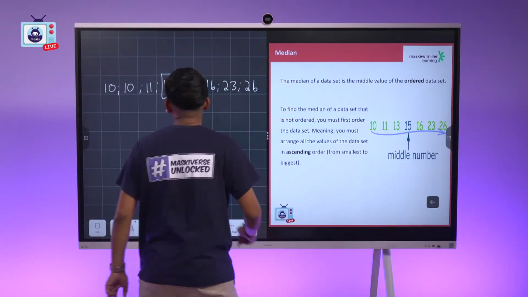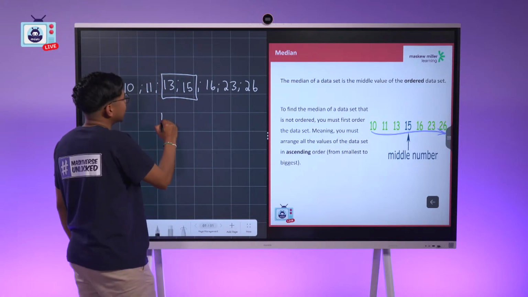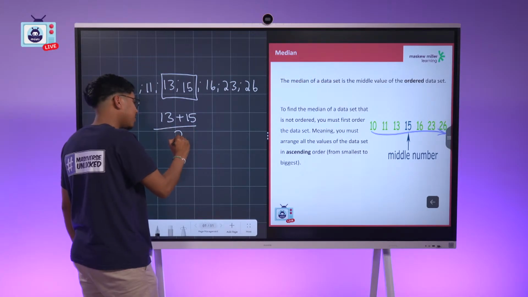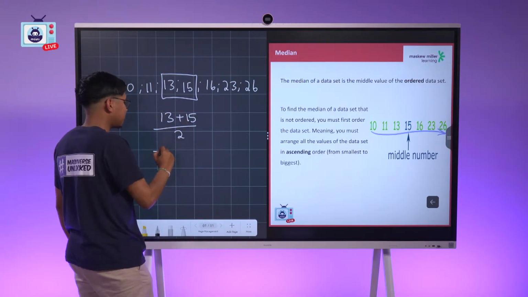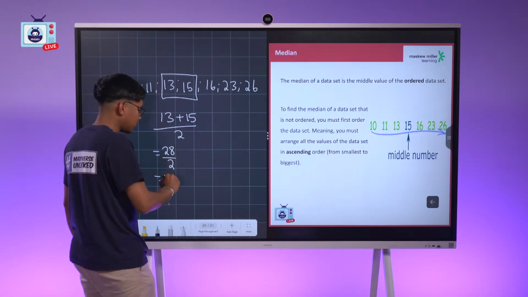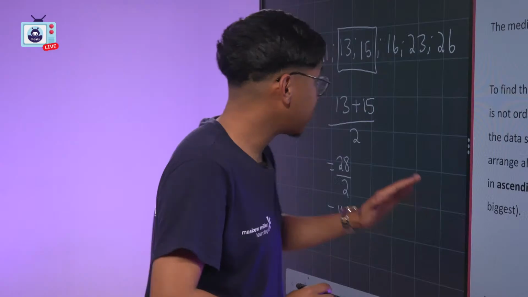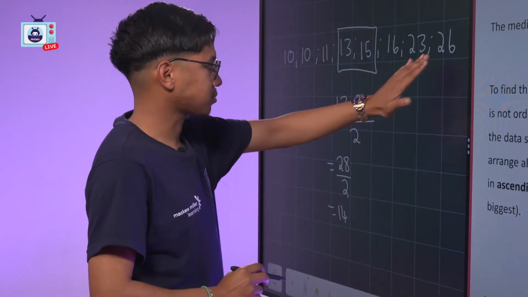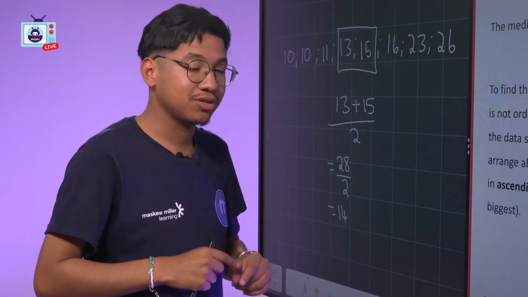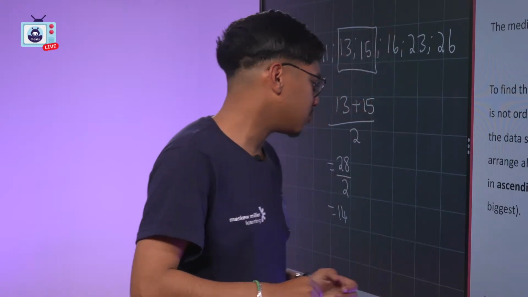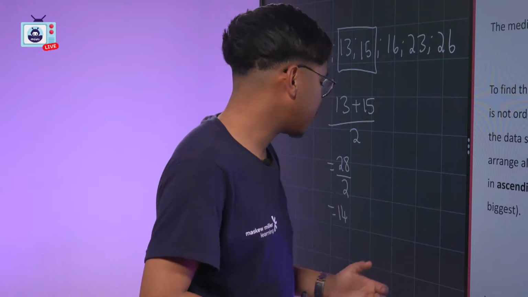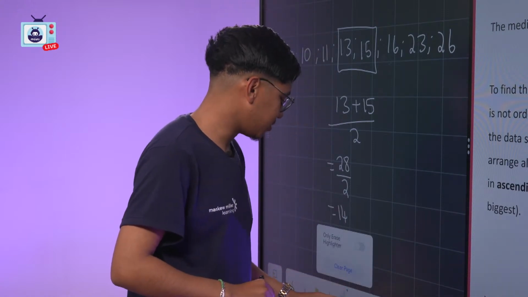So what do I need to do? I need to add these two numbers up together. So I need to say 13 plus 15. And this I divide by 2. Okay? So 13 plus 15 is 28. And 28 divided by 2 is what? 14. So if I were to have an even amount of numbers in my data set, I will take the middle two and find the average. Can you see? Listen to the terminology that I'm using. New words we're learning, and we try to apply them when we are doing the problems. All right.